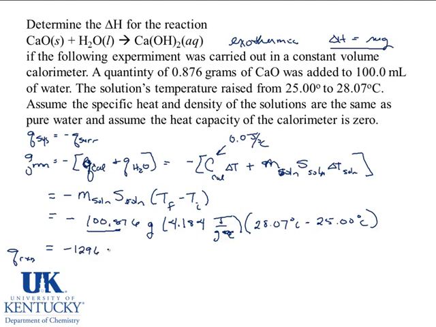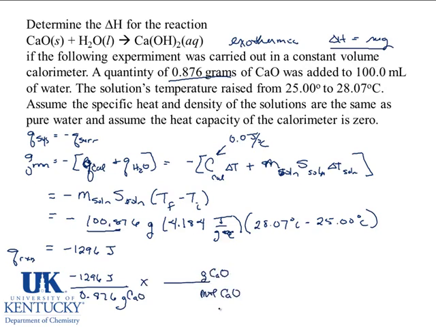And that will have units. Everything will cancel except for the joules. Now this is for the quantity that you reacted. Okay, this is 0.876, but we want to know it for 1 mole. So this negative 1296 is the energy for 0.876 grams of calcium oxide. I don't want to know it for grams of calcium oxide. I want to know it for a mole of calcium oxide.